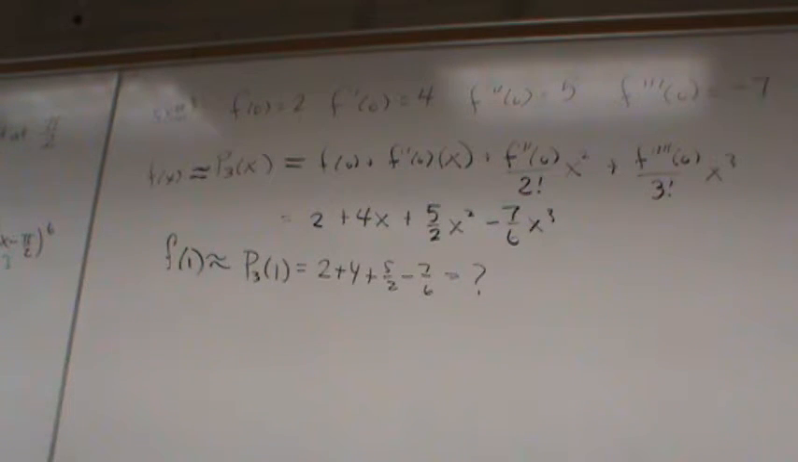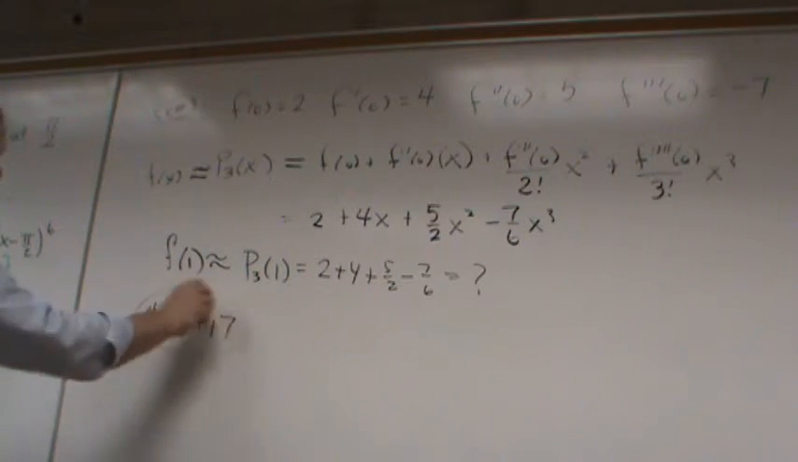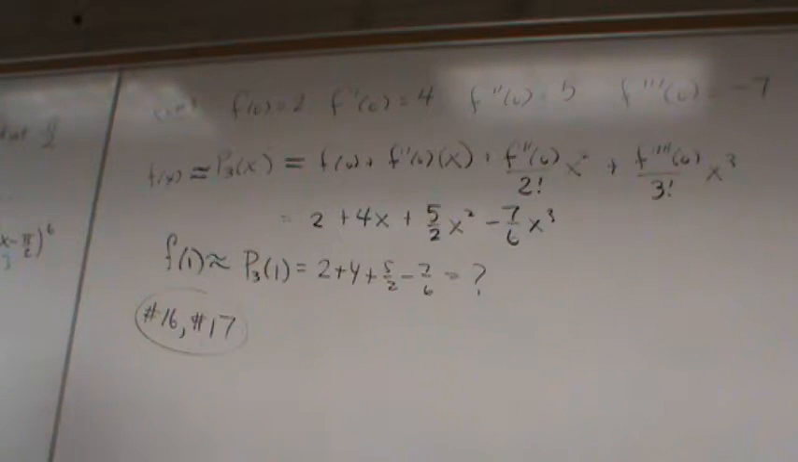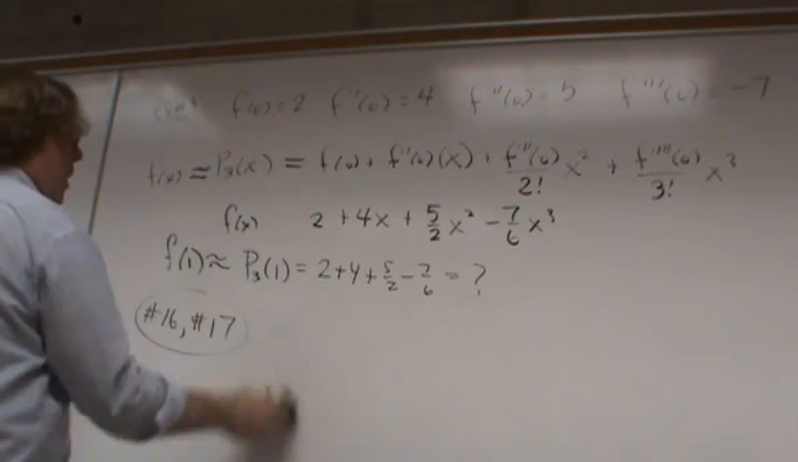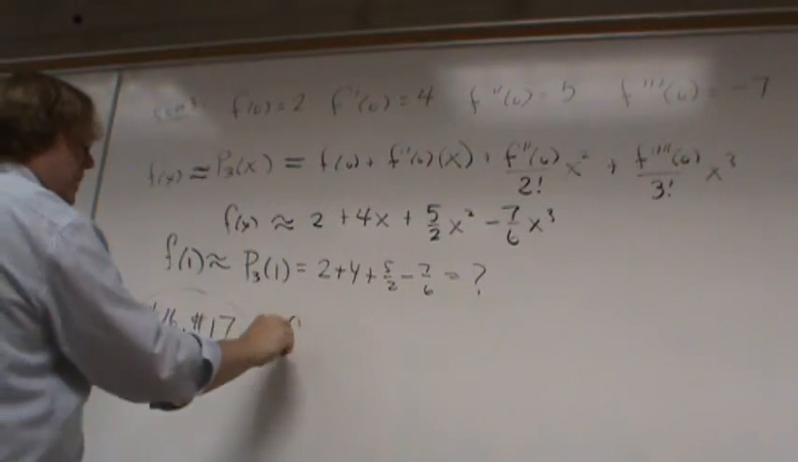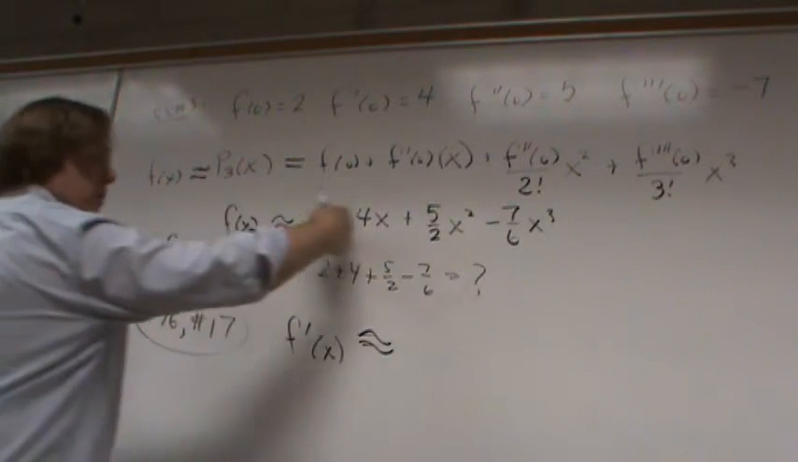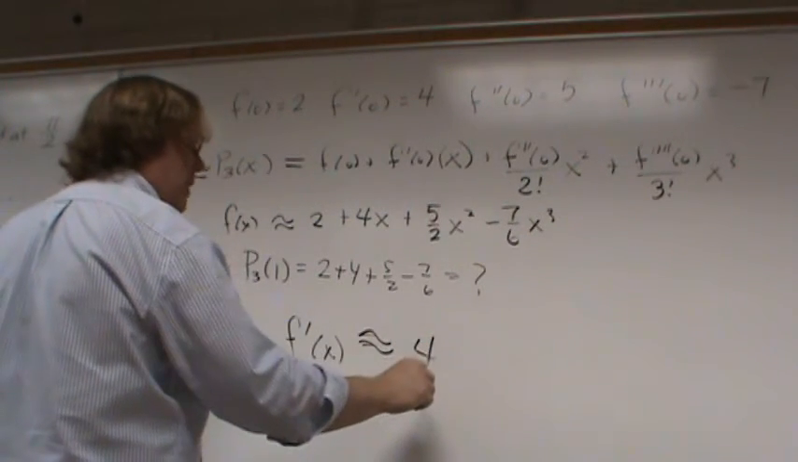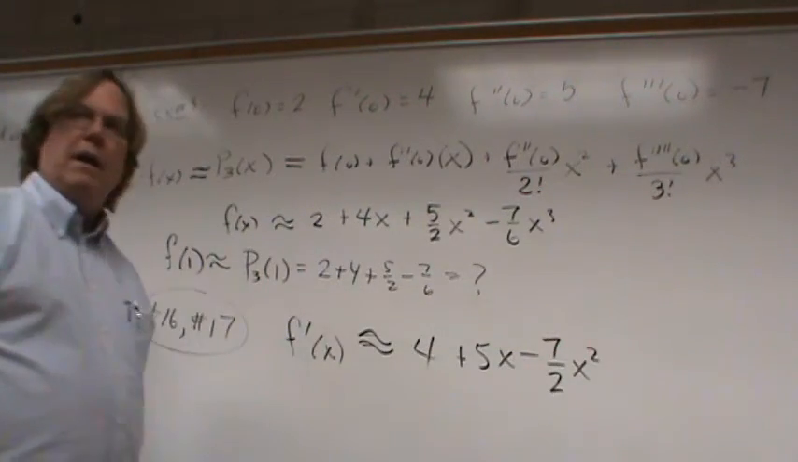So you're going to get a couple of problems on tonight's homework. This is number 16 and 17, where you're going to have this knowledge. And by the way, this is my polynomial approximation for f of x, right? F of x is approximately equal to this. Could you give me an approximation of f prime of x? What is f prime of x going to approximately equal to? Someone, Carly, what should I do? Take the derivative. Sure, thank you very much. Take the derivative of f of x. So f prime is going to be approximately equal to 4 plus 5x minus 7 over 2 x squared, right?